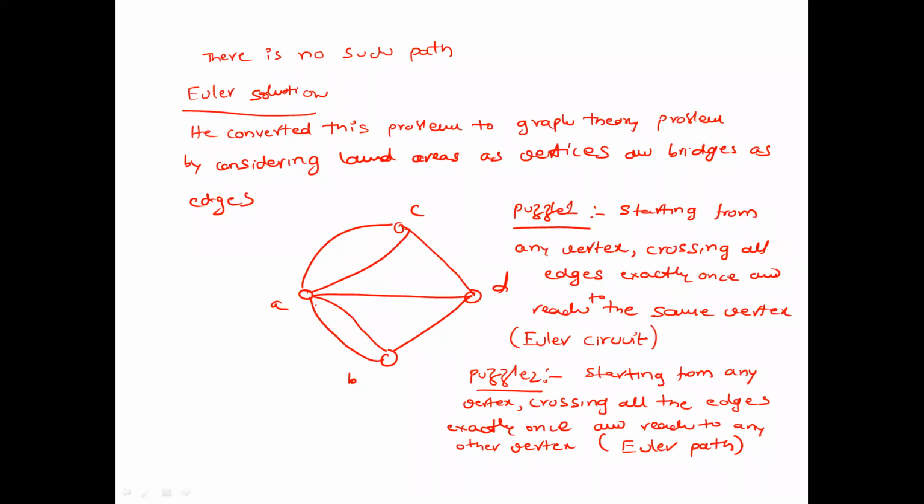What is the degree of A? How many edges are there at the vertex A? 5. And for B? 3. B and C also 3. As per Euler's solution, if you want a Euler circuit, then the degree of each vertex must be even. Now in this case, the degree of each vertex is odd. So therefore, there is no such path.